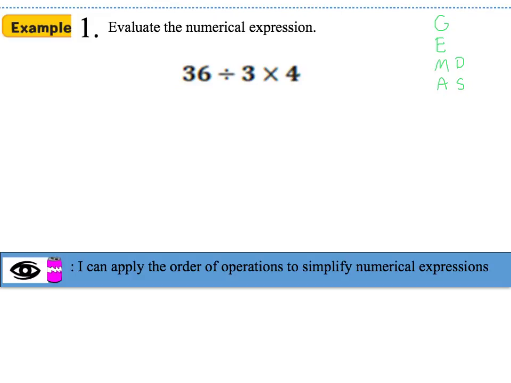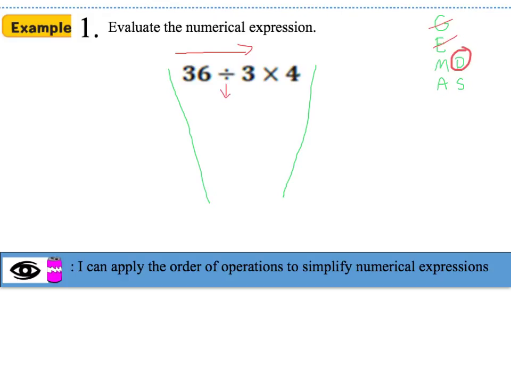So whenever you simplify numerical expressions, you're going to notice that your work is going to start to funnel down smaller and smaller. So if I solve this problem, the numerical expression, I'm going to ask myself, does this problem have any grouping symbols? And it does not, so I'm going to cross out the G. Does this problem have any exponents? It does not. The next thing I'm going to ask myself is, does it have any multiplication or division? And it does. So I'm going to check what comes first, left to right.